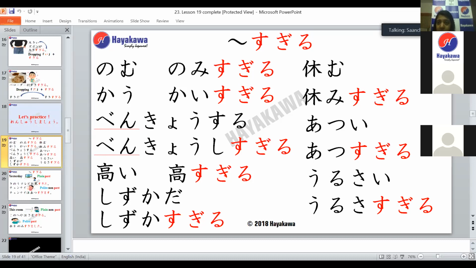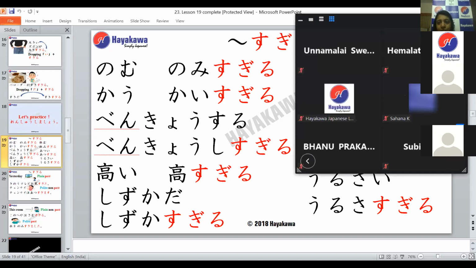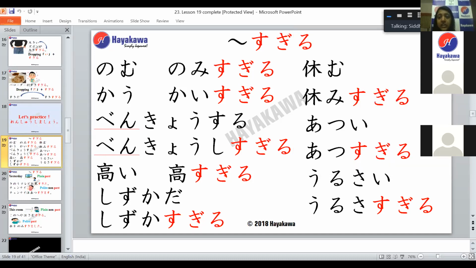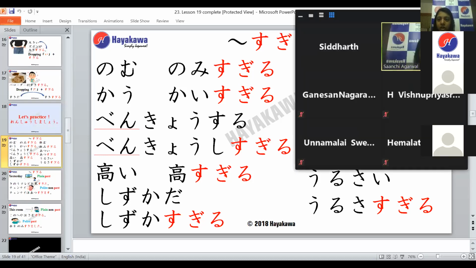Yasumu, which means to rest, right? Siddharth-san, can you do it for me? Yes, Sensei. Yasumi sugiru. Very good, Siddharth-san. So the next kyoshi is atsui, which means hot, right? So Vishnupriya-san, can you try doing this for me?